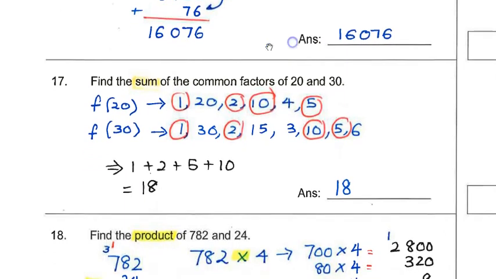Okay, the next, find the sum of common factors of 20 and 30. So the factors of 20 over here, factors of 30 over here, common means these are the same: 1, 2, 10, 5. Okay, add them up together is 18.